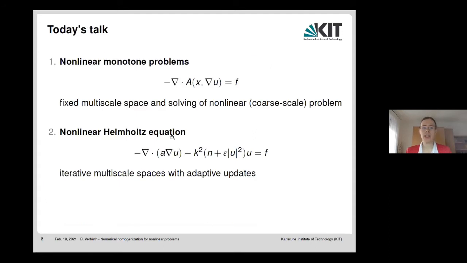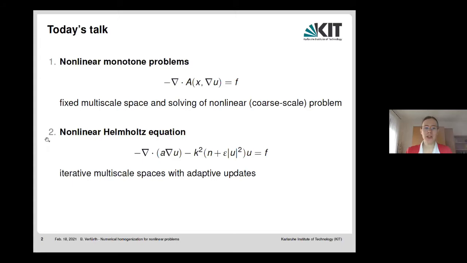So with this, let me come to a rough overview of today's talk and today's results. It will be mainly split into two parts. In the first part, we will look at nonlinear monotone problems of the following form. This is like the nonlinear generalization of an elliptic or diffusion type problem, where you have a nonlinearity in the gradient. And there I will explain to you how you can a priori build up a fixed multiscale space that you can then use to solve this nonlinear problem in a discrete way.